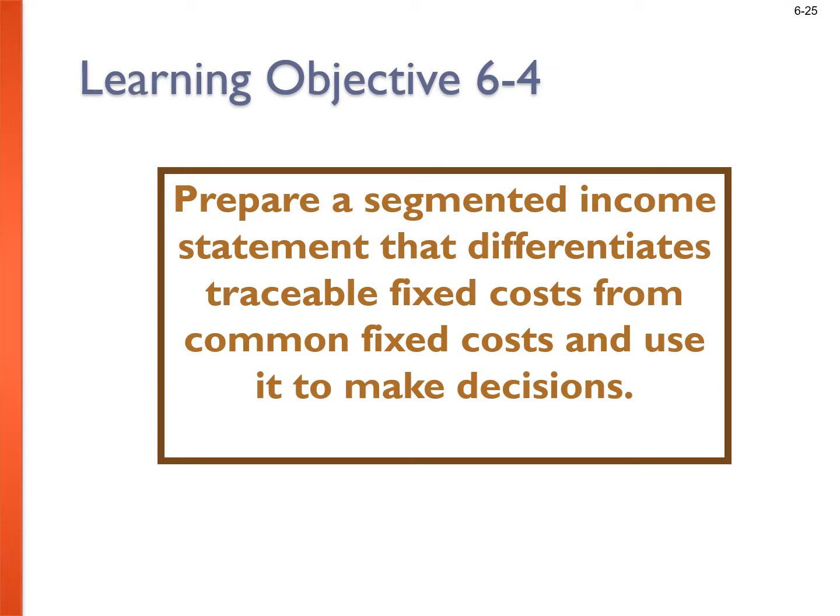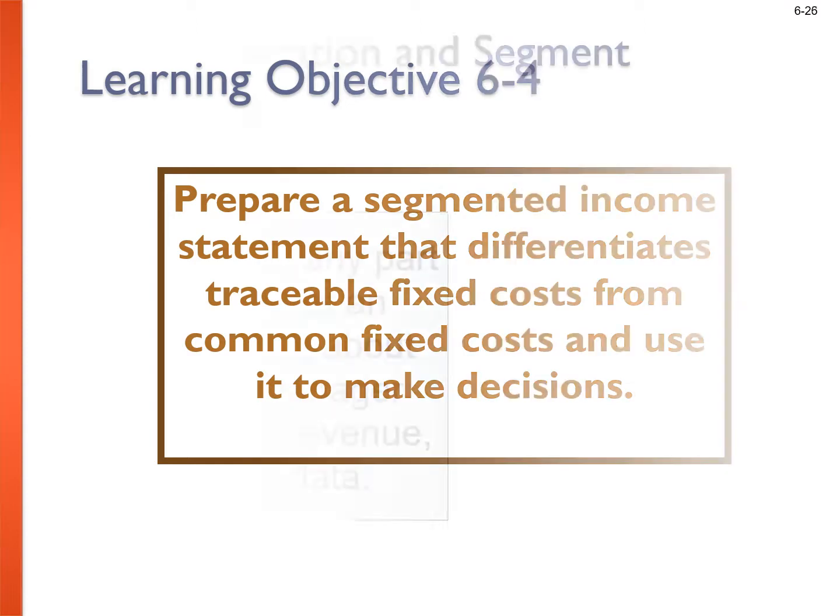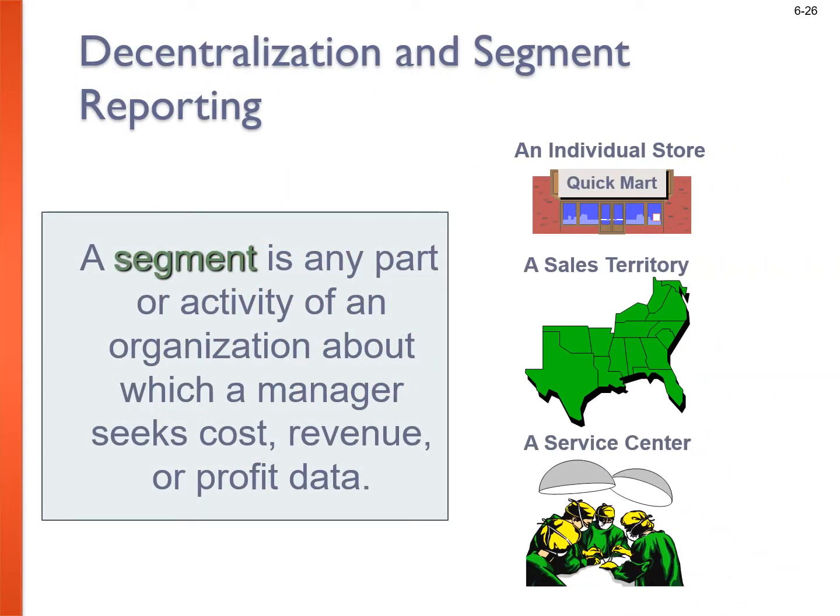The next part of our chapter deals with what we call the segmented income statement, which differentiates traceable fixed costs from common fixed costs and how we use it to make decisions. So the first thing we need to understand is what do we mean by a segment? A segment is any part or activity of an organization about which a manager seeks cost, revenue, or profit data. So it's up to the manager.